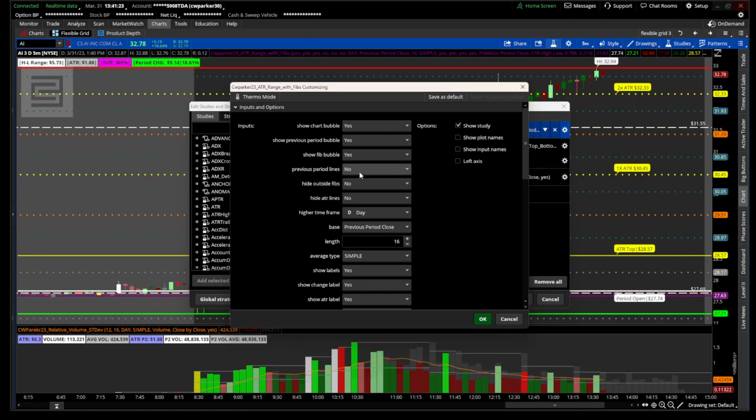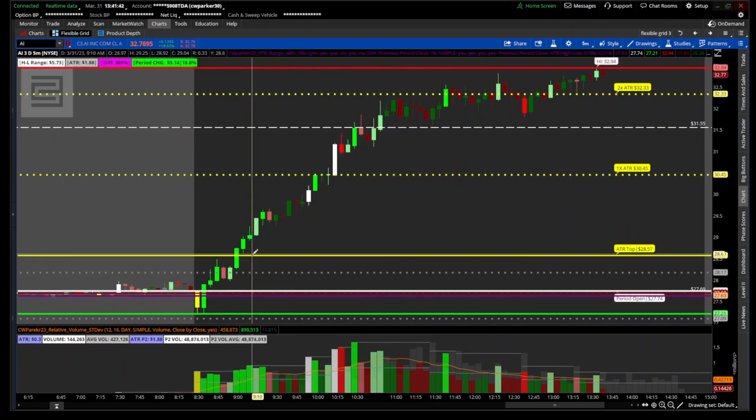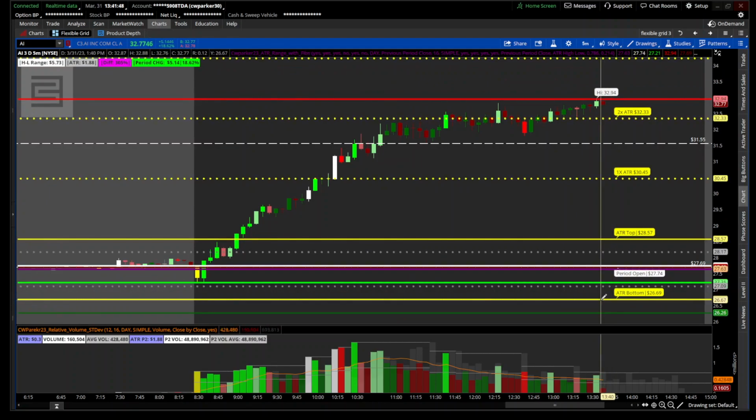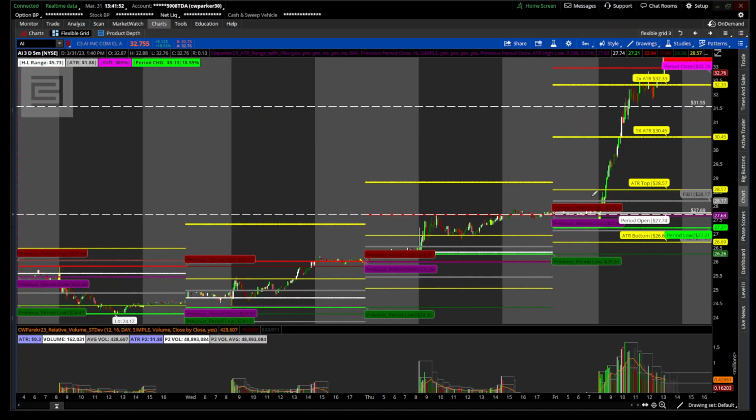Previous period lines, you can cut those lines off for the previous day and previous day high, low, and close. And high ATR lines, those are the yellow lines. Well, we'll hide the outside fields real quick, and you can get a different picture of the stock. You can see right here, this is the actual ATR top, the range for the ATR between ATR bottom and ATR top, and that's just the top and bottom of the range for ATR.